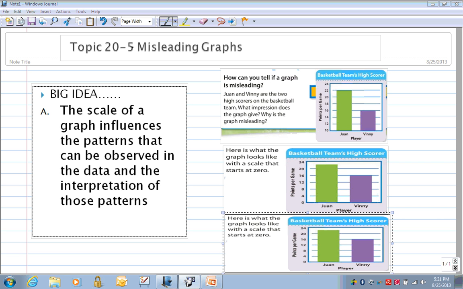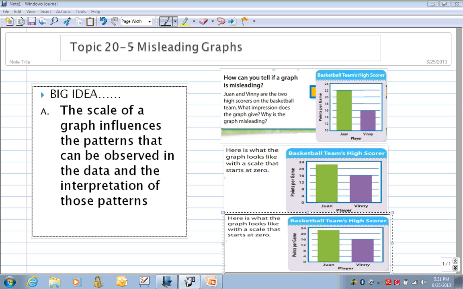Hello Patriots, this is the last lesson in topic 20 that we are going to discuss, and this lesson is over misleading graphs. You do not need to take notes on this if you do not want to. I just want you to listen and think about what's being said.